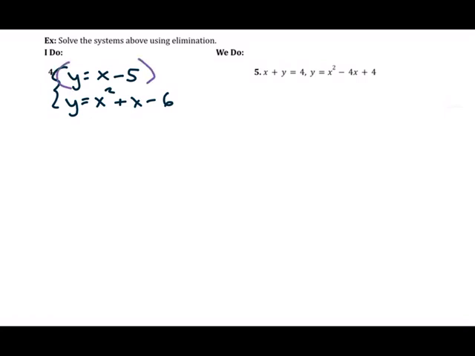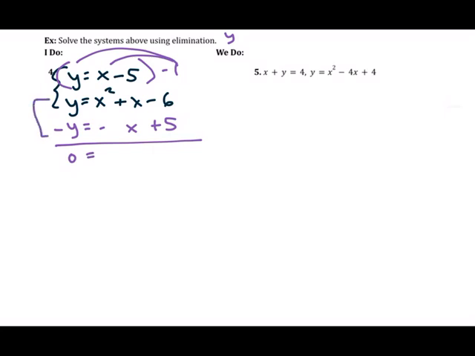So what I could do to eliminate y, remember we want to get rid of y first, is I could multiply this equation by -1, because now if I rewrite this here, my y and my negative y are going to become 0, and that's my goal, is to eliminate y. So if I multiply x by -1, I get -x. -5 times -1, I get +5. And now I can take these two equations and add them together.